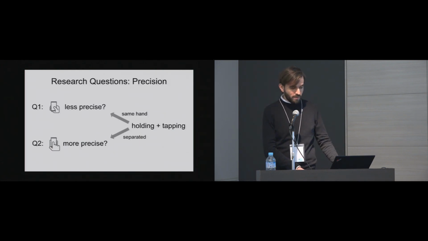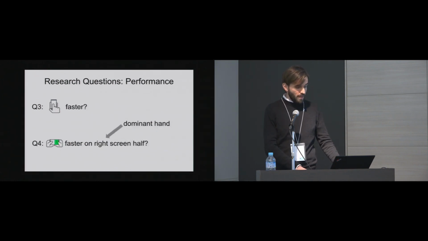We had 4 major research questions here in terms of performance. Is tapping with the one-handed thumb grip less precise? And is tapping with the two-handed index grip more precise? In the two-handed index grip, holding and tapping is separated, which we think allows more precise input. And in terms of performance, does the separation of holding and tapping allow for faster taps? And for the two-handed thumb grip, we hypothesize that the right screen half shows a better performance for right-handed people.